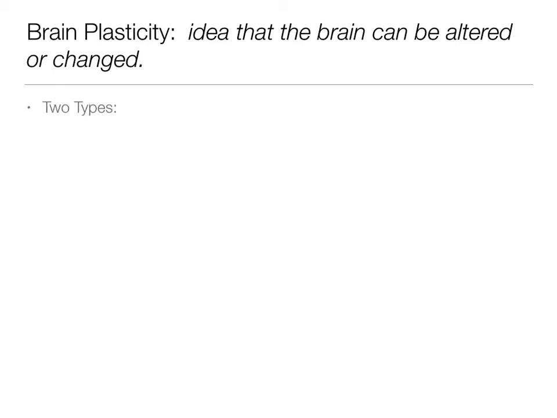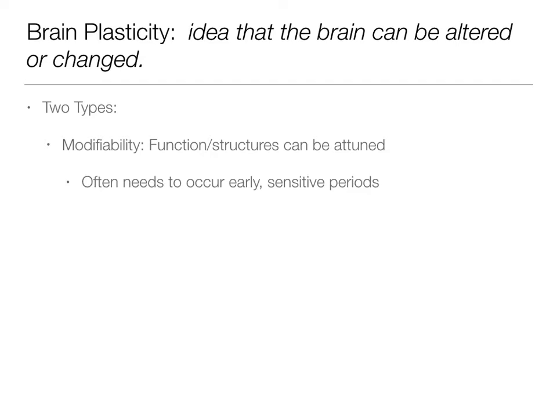And there's two main types that we talk about. The first kind is modifiability. And this is that the functions or the structures can be attuned. Now, this is the kind that your book really talks about that really needs to happen early or have sensitive periods. So this is that one part of your brain might be meant to do this one thing, but if for some reason it's not getting the stimulation to do that one thing, it'll do something else.